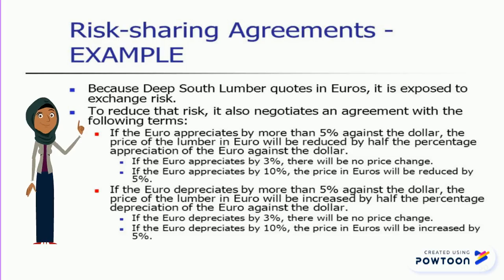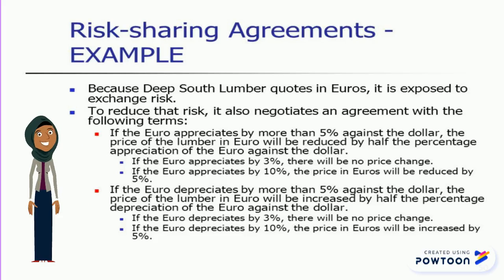Example of risk-sharing agreements. Because Deep South Lumber quotes in euros, it is exposed to exchange risk. To reduce that risk, it also negotiates an agreement with the following terms. If the euro appreciates by more than 5% against the dollar, the price of the lumber in euros will be reduced by half the percentage appreciation of the euro against the dollar.